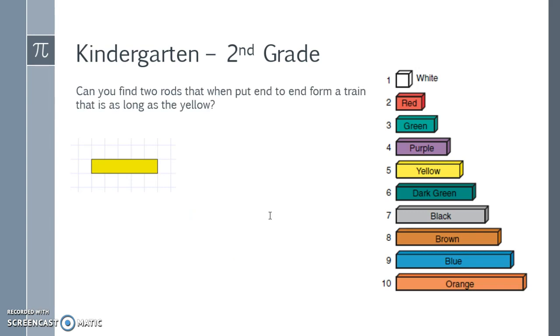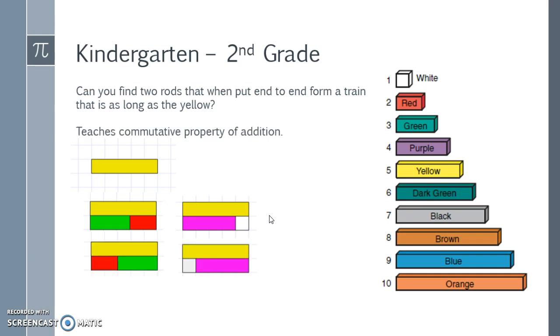Can you find 2 rods that when put end to end form a train that is as long as the yellow rod? They don't have to be the same color. One option would be the light green and the red rod. Another option you may have found would be a purple and a white rod. Note, this teaches the commutative property of addition because it doesn't matter the order in which we place them, they're still going to add to the same thing.